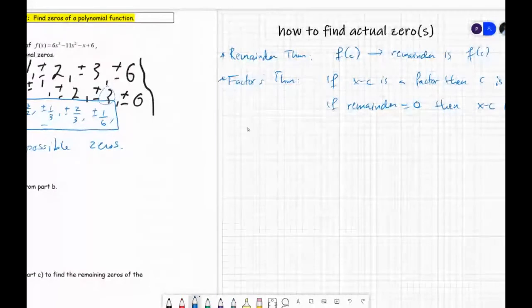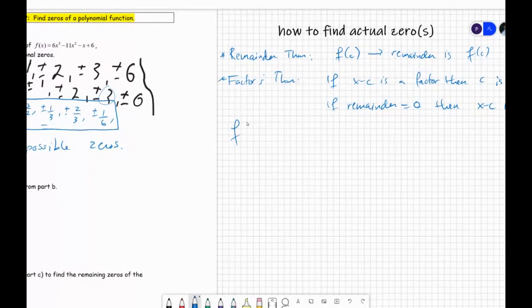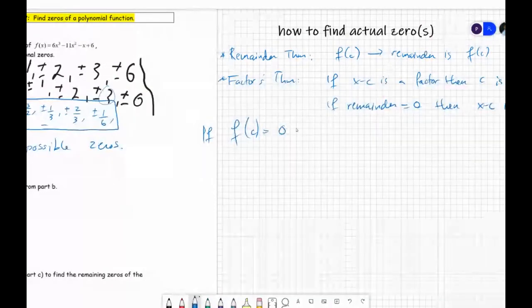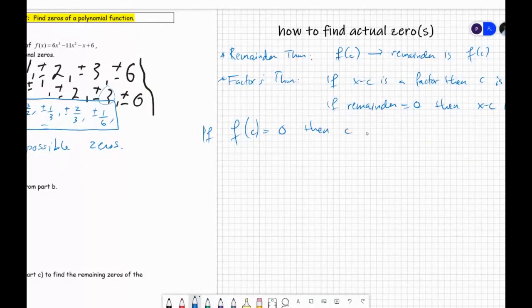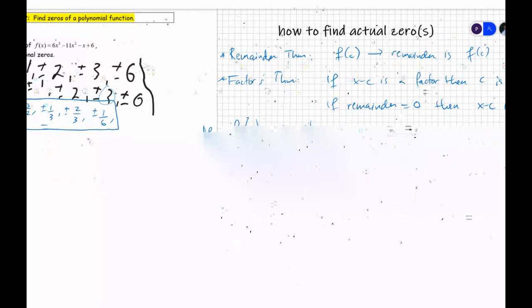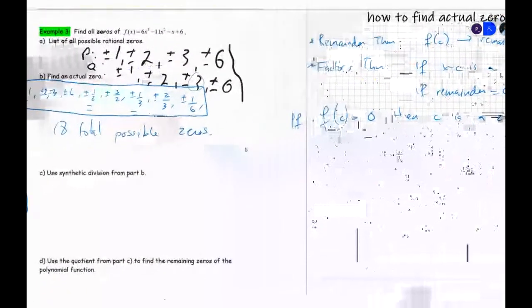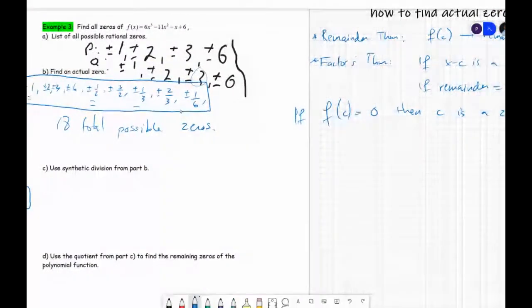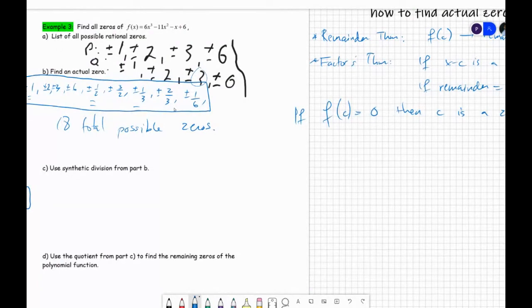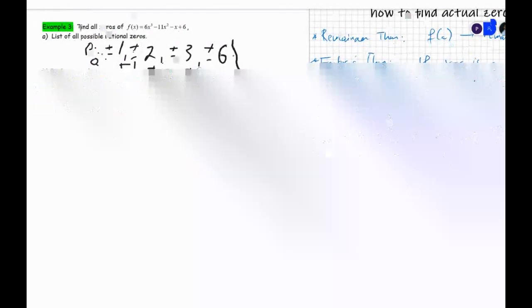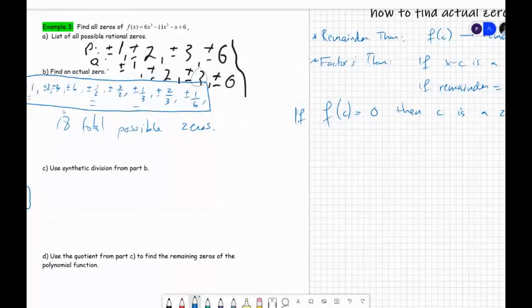Okay, so there's also other ways, right? If f of c equals zero, then c is a zero. Okay, so that means that we just have to test each one of these numbers, because all of these numbers are possible zeros, which means that it could be a zero, but not all of them are going to be zero. So let's just test a couple of them.